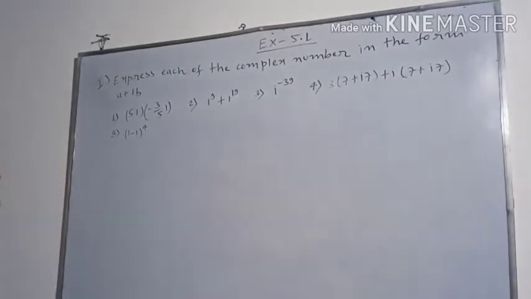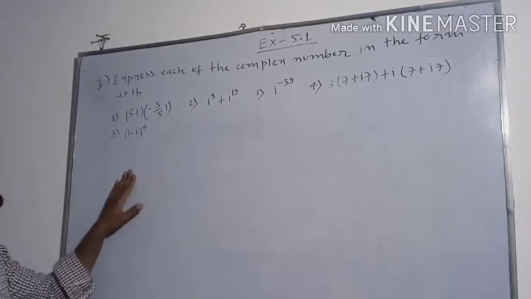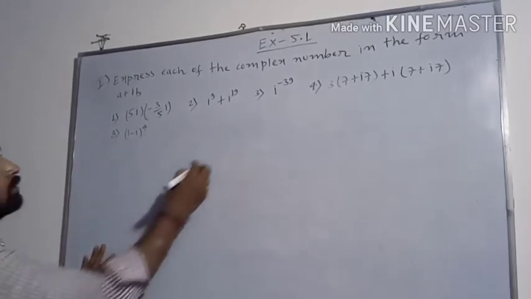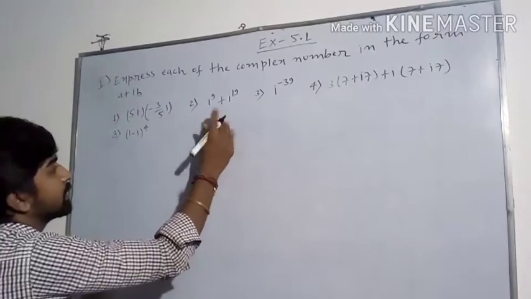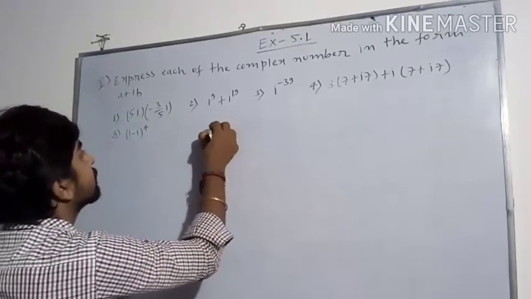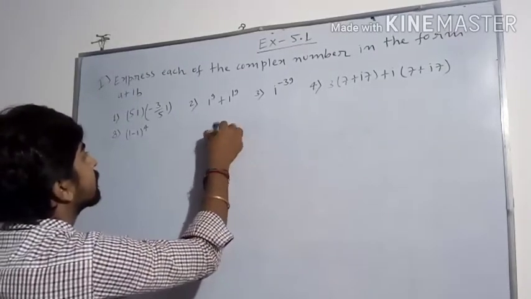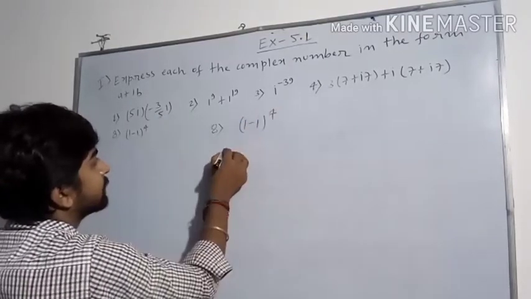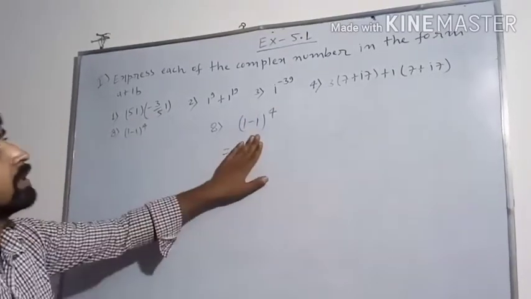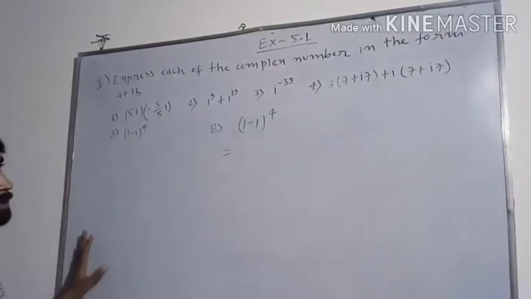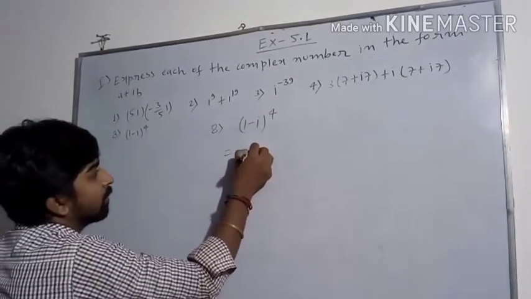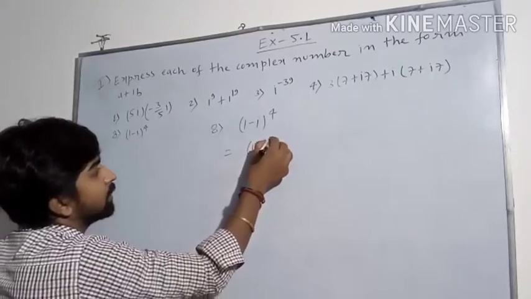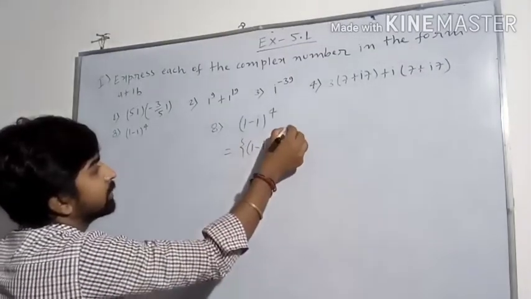Now let us move to question number 8. Question number 8 is 1 minus I to the power 4. And we have to express this complex number in the form A plus IB. We can write 1 minus I to the power 2 to the power 2.